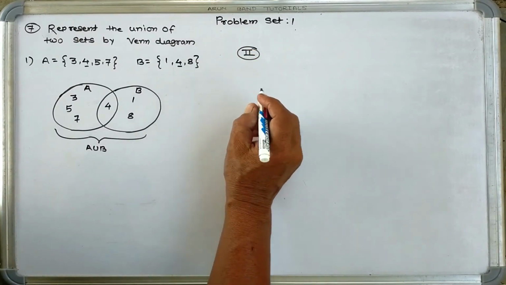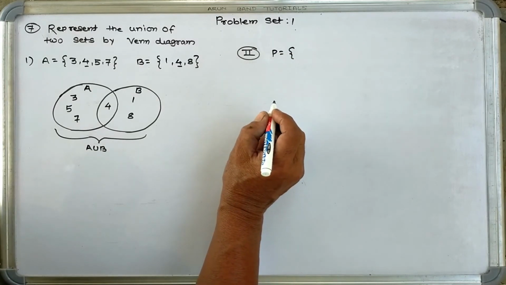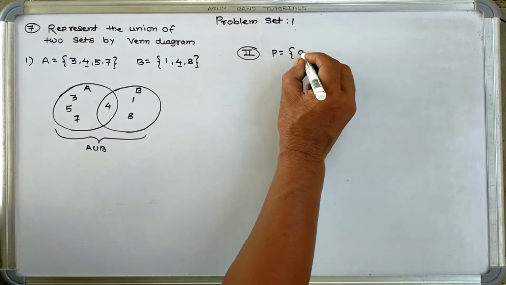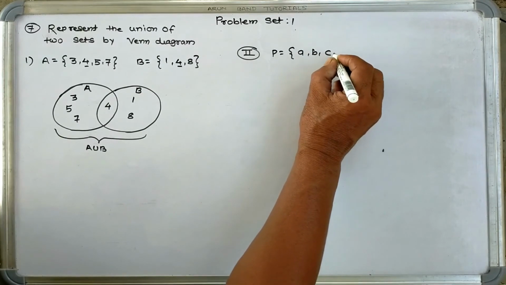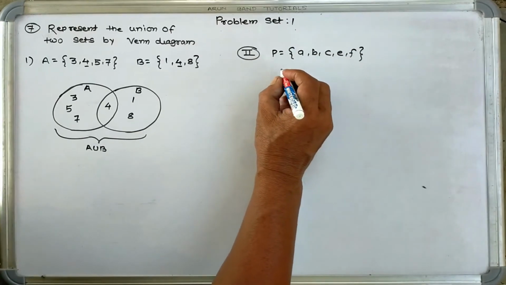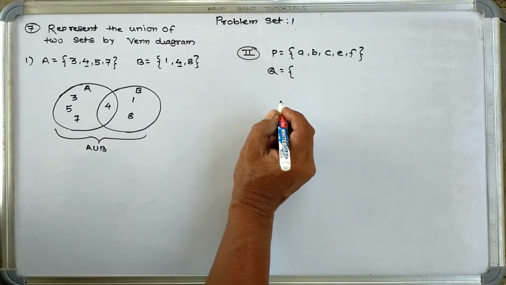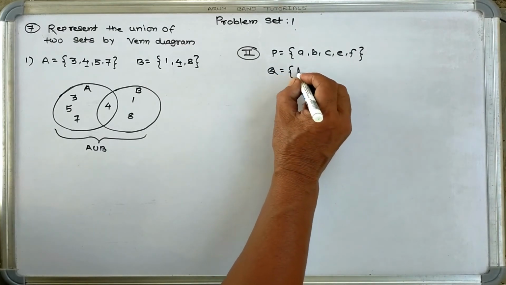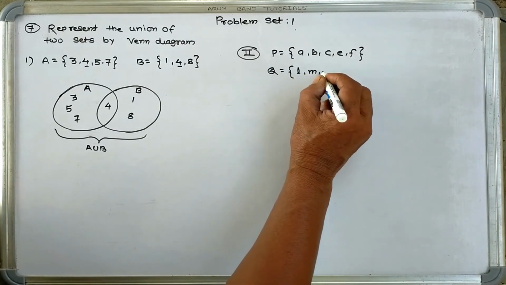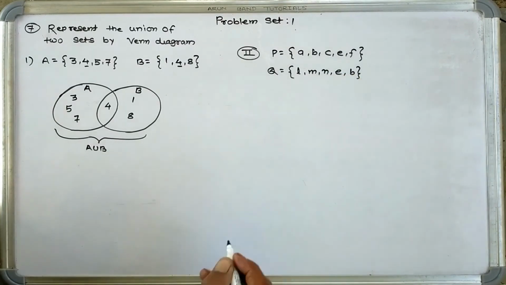we have given set P containing A, B, C, E, F. Set Q, L, M, N, E, B.